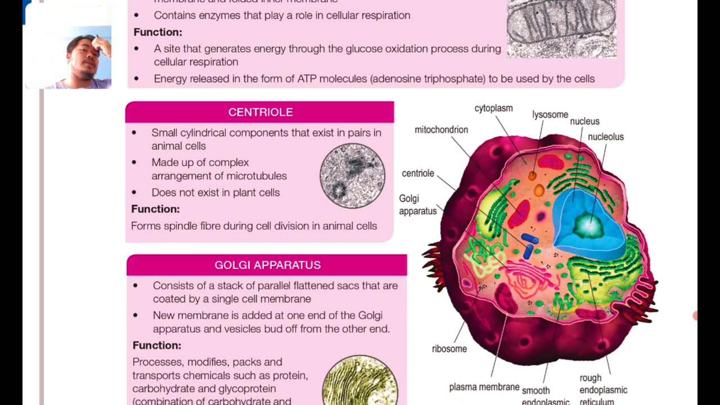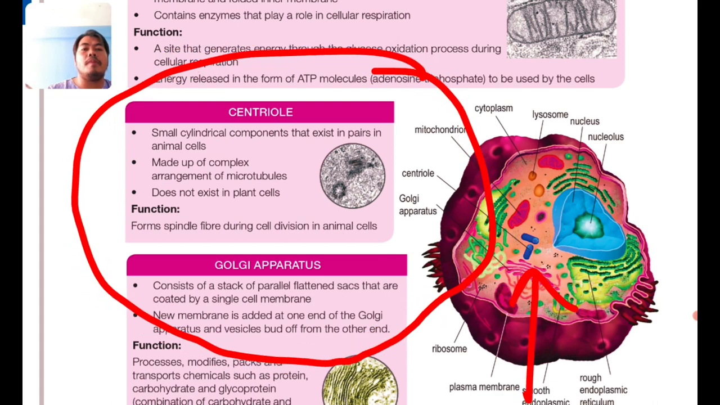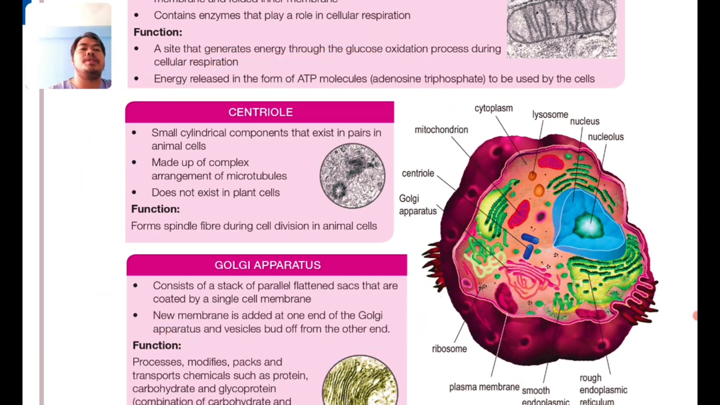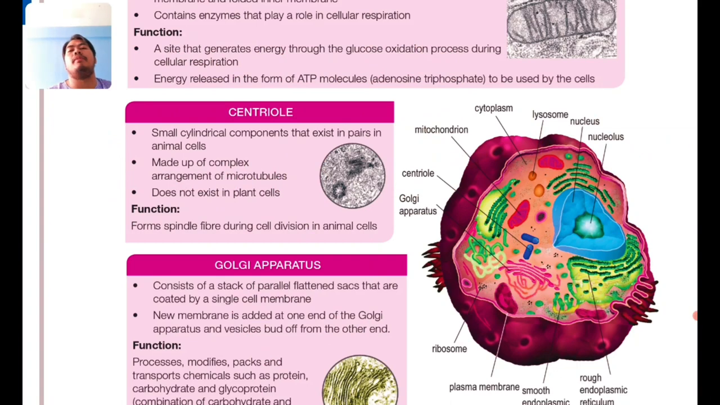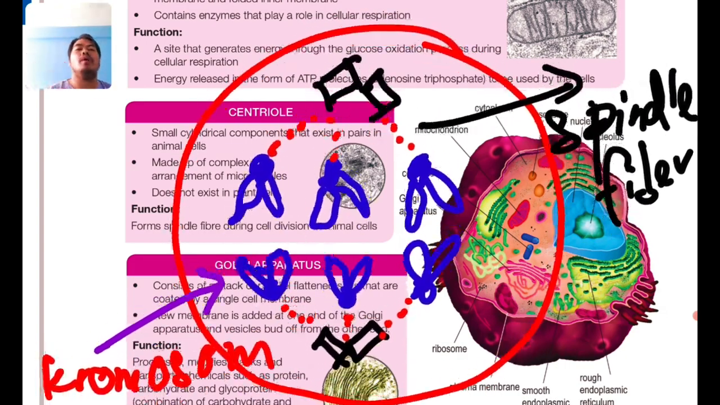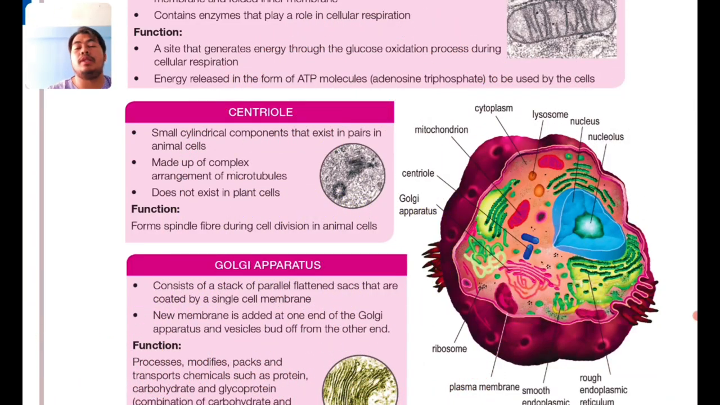So the structure of the centriole is small cylindrical components that exist in pairs in animal cells, made up of complex arrangements of microtubules. It does not exist in plant cells. The centriole functions in forming spindle fibers during cell division in animal cells. In biology, we will learn about mitosis, and these organelles play an important role in animal cells to form spindle fiber, which will attach to the chromosome and then pull it to the opposite pole. This is the most important function during cell division, mitosis, in animal cells.